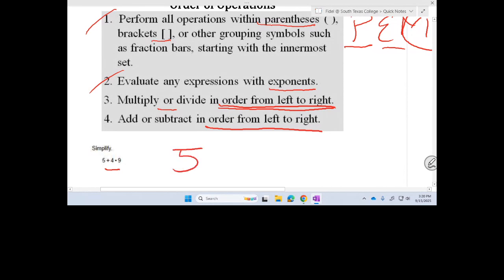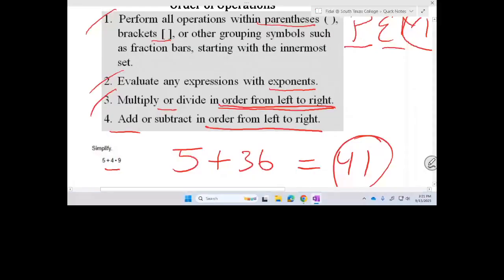But the first number I see is the number 5. Write it down. Why? It's there. It's part of the problem. 5 plus, what's 4 times 9? Anyone know? 36. Good. Now, we did our multiplying, dividing. Let's do our adding, subtracting. Anybody know what's 5 plus 36? 41. And you're done. Okay.